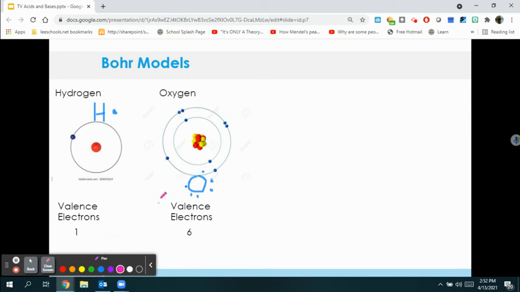So that's when the hydrogens come over here. If you have a hydrogen, it would share. Put another hydrogen here, and that would share. So then it has a full outer shell.